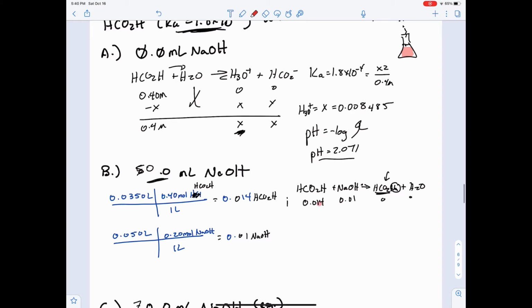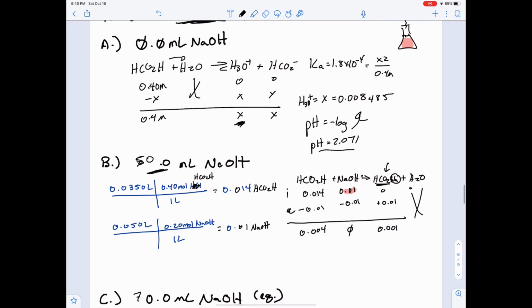Now my change, look for the smaller one. This is the big one. The smaller one is that 0.01 value. That's the one that gets subtracted from everyone on the left, and then added on the right. And then on the right, plus the 0.01. And the water doesn't matter. So I've got 0.004, I've got none. So my limiting reagent in this one was my NaOH. And you can see I made a buffer because I have a salt and I have a weak acid.